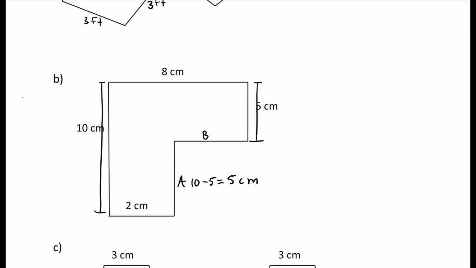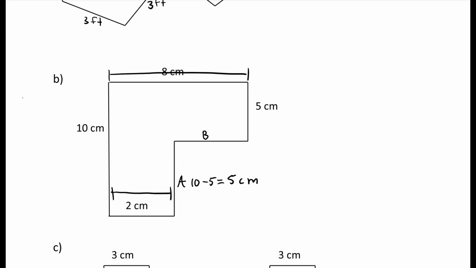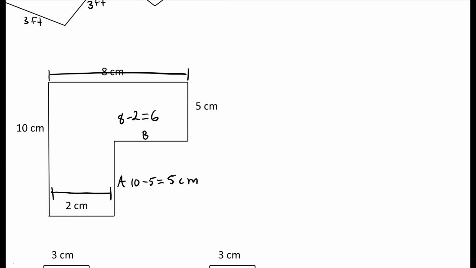Now if we are looking for B here, we have, let's just get rid of these lines, from here to here is 8 centimeters, and from here to here is 2 centimeters. So that means for B, we'd have 8 subtract 2, which gives us 6 centimeters. Now all that's left to do is take all of our sides, so 8 plus 5 plus 6 plus 5 plus 2 plus 10, and that gets us back to where we started. So our perimeter would equal 36 centimeters. And don't forget your unit here.